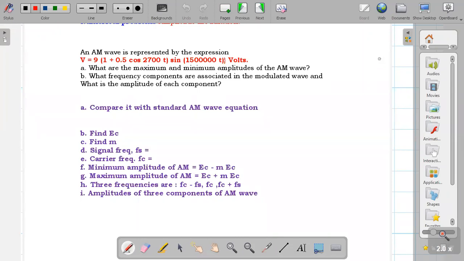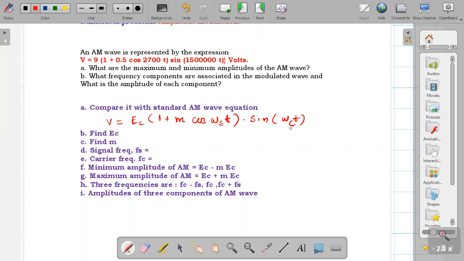V equal to EC in bracket 1 plus small m cos of omega s t into sine of omega c t. Okay, this is the standard equation.